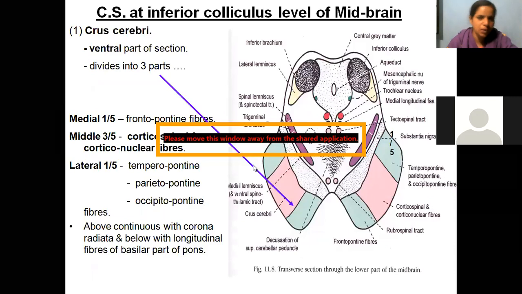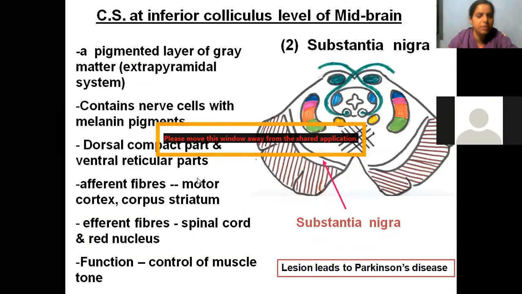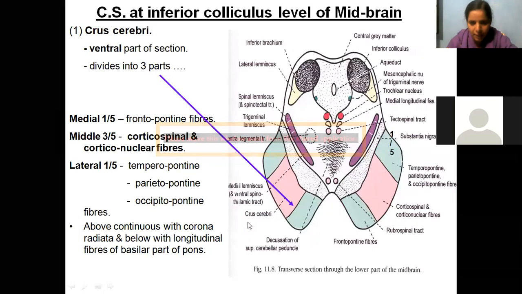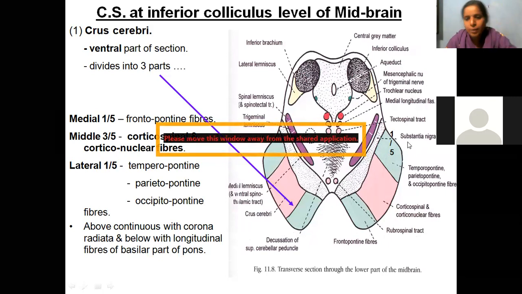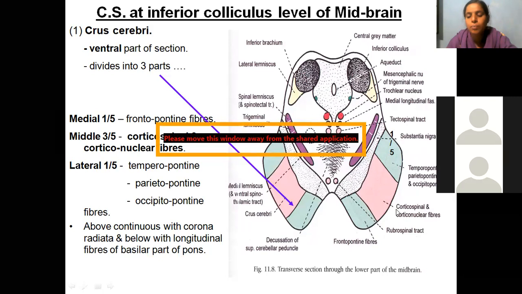You need not give much more details. I will tell you where to study. If you just learn this section and list the labelings, that is also enough. In the midbrain at the inferior colliculus level, we find the spinal lemniscus and the trigeminal lemniscus. I'm giving you very simple terminology so that you don't miss the answer. The tracts found in the crus cerebri are frontopontine, corticospinal, corticonuclear, and temporopontine. Like that you represent.